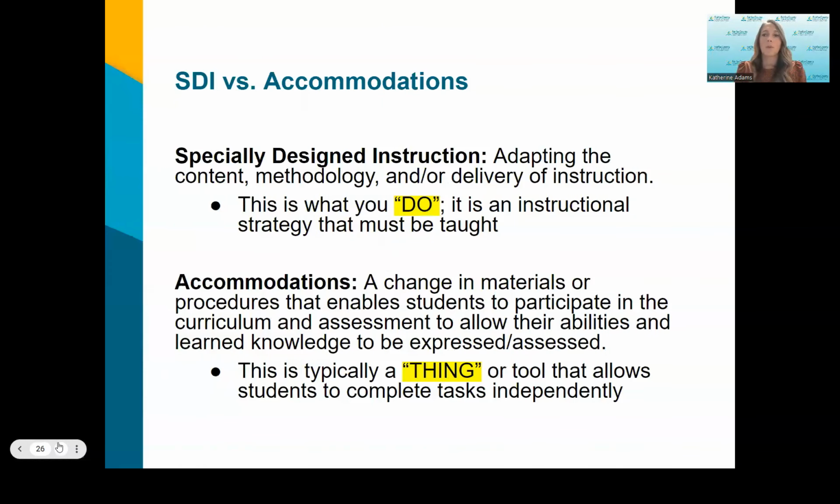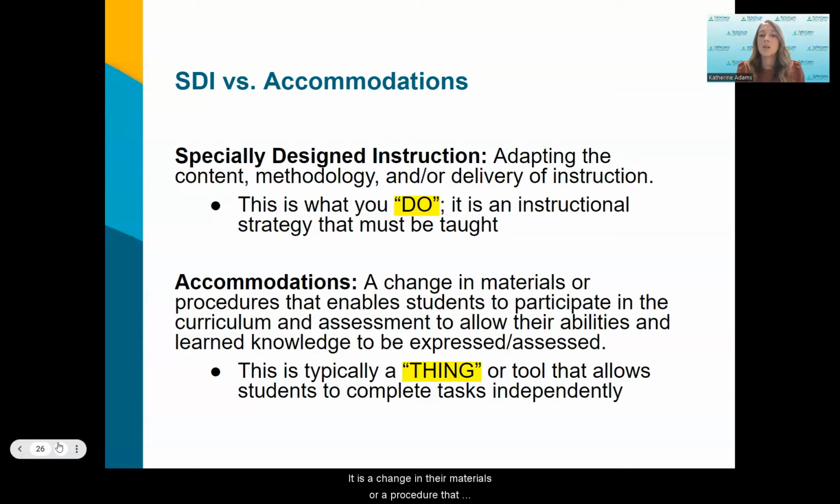When we take a deeper look, we like to differentiate between specially designed instruction and accommodations because oftentimes they do go hand in hand, but there are distinct differences. One easy way to differentiate between the two is that specially designed instruction is something that an educator does. It's an instructional strategy that must be taught to students. And that is adapting content, methodology, or delivery of instruction, which we have talked about earlier in this presentation. Whereas accommodations are typically a thing or a tool that allows students to complete tasks independently.